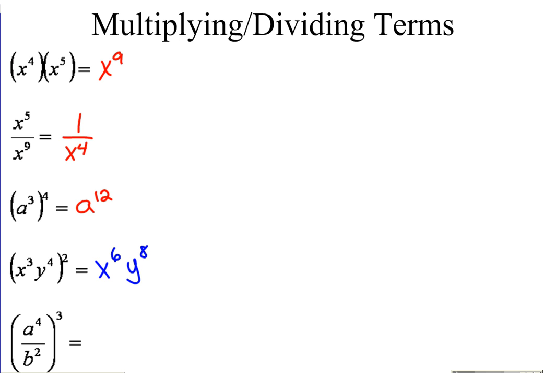The last one here, quotient to a power. Same rule as what we just did. Each of these exponents inside gets raised to the 3rd power. We multiply, a to the 12th over b to the 6th.